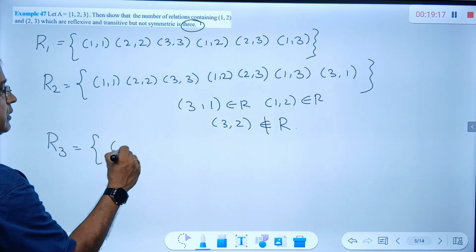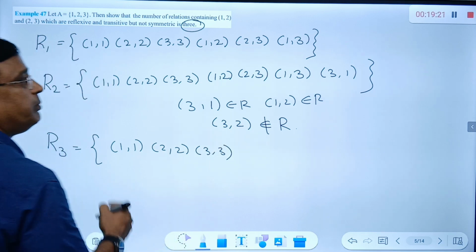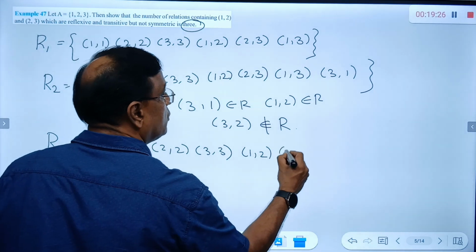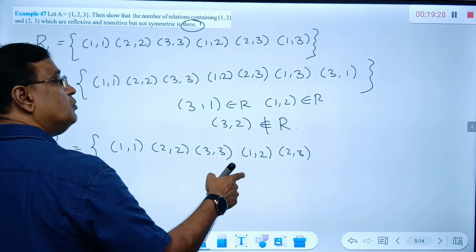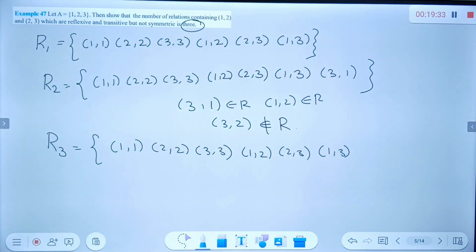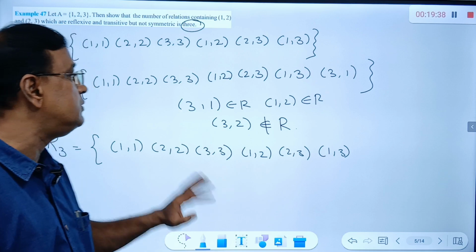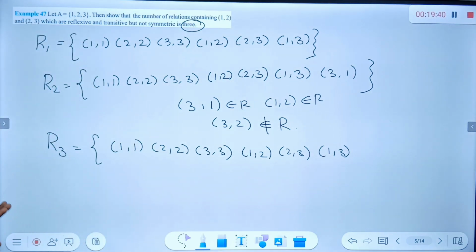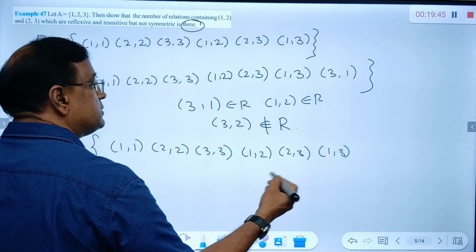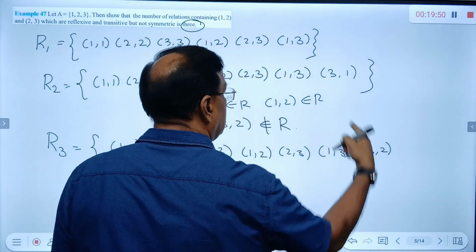You should have definitely (1, 1), (2, 2), (3, 3) for it to be reflexive, and by the question you should have (1, 2) and (2, 3), and because (1, 2) and (2, 3) are there, you should have (1, 3). So this is an example of a relation which is reflexive and transitive but not symmetric. Now I'll add some other elements. Say for example, I added (3, 1). Now I'll just add (3, 2).